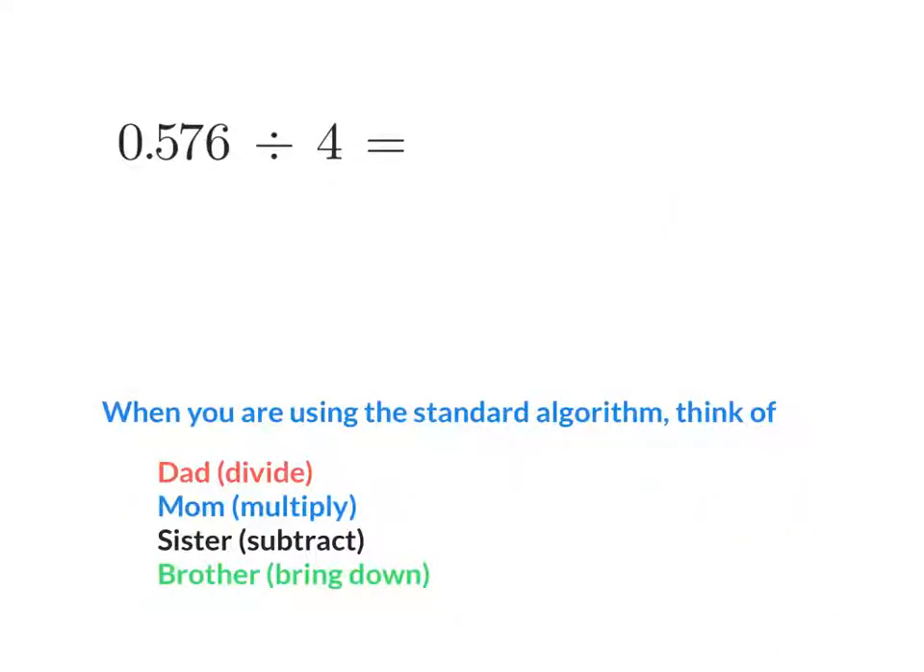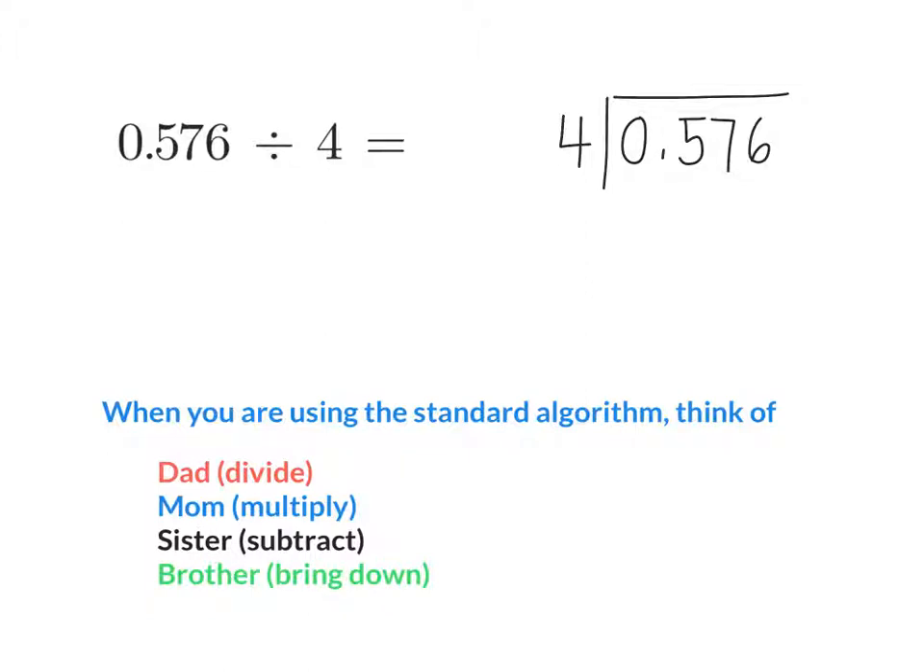In order to put this division problem into standard form, we need to put the whole in the house and have the divisor knocking on the door. Which number is the whole? 0.576. What number is knocking on the door? 4. The divisor is 4. That tells us we're trying to split 576 thousandths into 4 equal groups.